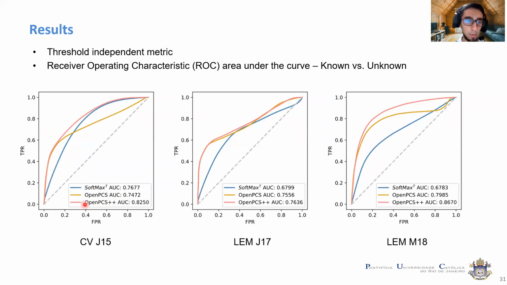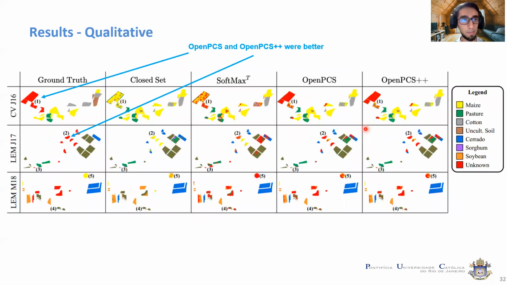We can see that the proposed normalized OpenPCS++ method produces higher results in general. Comparing with the OpenPCS, we can see a smoother curve, which might be because of the normalization that allows for a wider range of threshold values to produce better results.